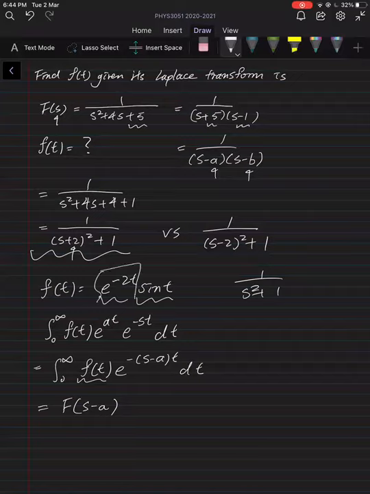So what I mean is a shift in the Laplace transform corresponds to multiplying an exponential term in the time domain. So it's a shift in the Laplace domain, and what you have in the time domain is an extra factor, e to the power at.